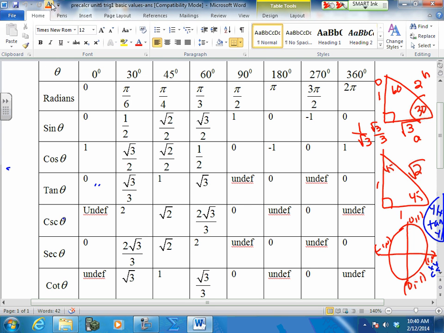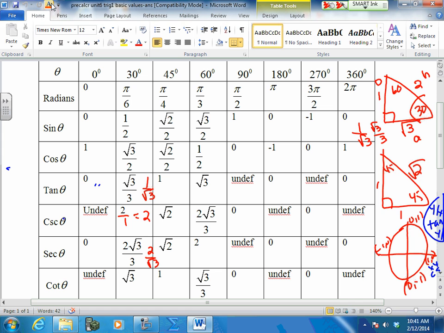Cosecant. Cosecant, we said, is the reciprocal of sine. Sine is 1 over 2. This becomes 2 over 1, or 2. Okay? Secant is the reciprocal of cosine. Cosine is radical 3 over 2. So it becomes 2 over radical 3. And you rationalize. Radical 3 times radical 3. And you get that one. Cotangent is the reciprocal of tangent. Well, my tangent was 1 over radical 3. Just flip that over before you rationalize.